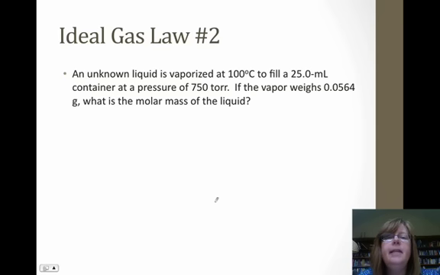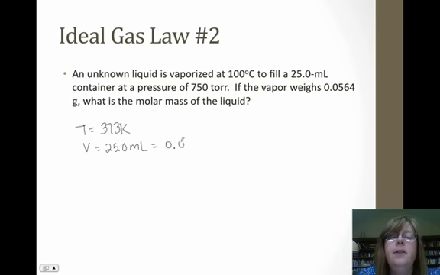All right, the next problem. An unknown liquid is vaporized at 100 degrees Celsius. So our temperature is 373 Kelvin. And it fills a volume of 25 milliliters. Well, our volume always has to be in liters. And so remember, milliliters to liters, you divide by 1,000. So 0.025 liters. Our pressure, again, is in torr this time, 750 torr.